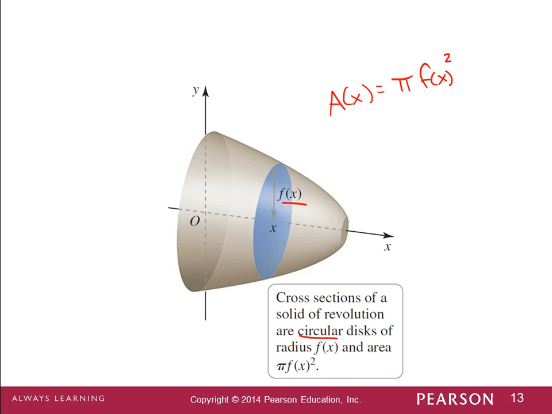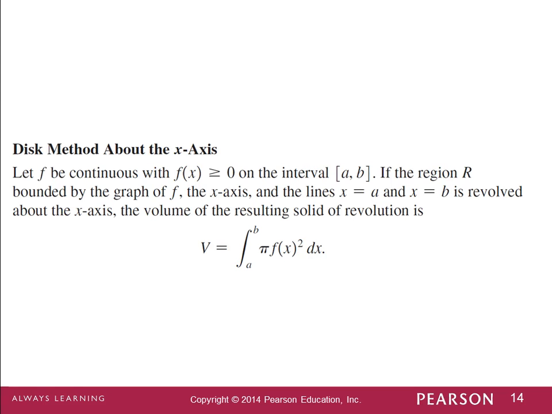And so if we were to take this and find a volume by a tiny, tiny little width, and then add all those together, we would get the infinite amount of discs, which is the full volume, and we could integrate this function from a to b to find that volume. So this gives us a method that we call the disk method.